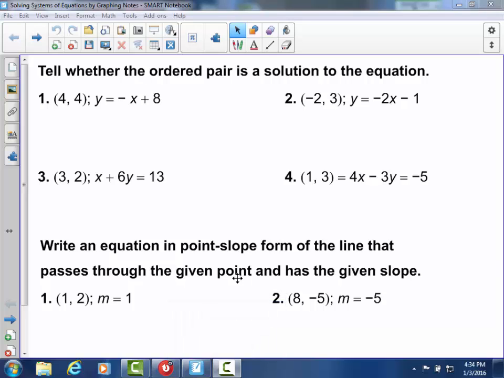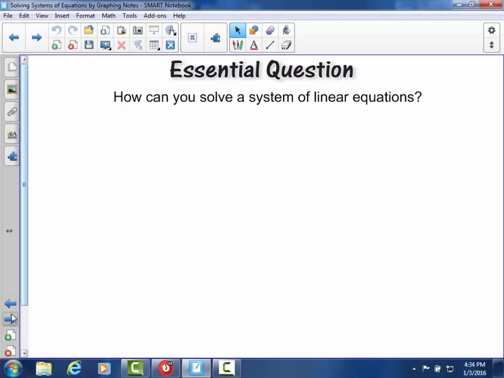Alright, so this set is solving systems of equations by graphing. This is the first page of your note set. These are questions for you to answer. You've previously learned this information, so I'm going to skip this page. The essential question is, how can you solve a system of linear equations? And we hope to answer that with these examples.